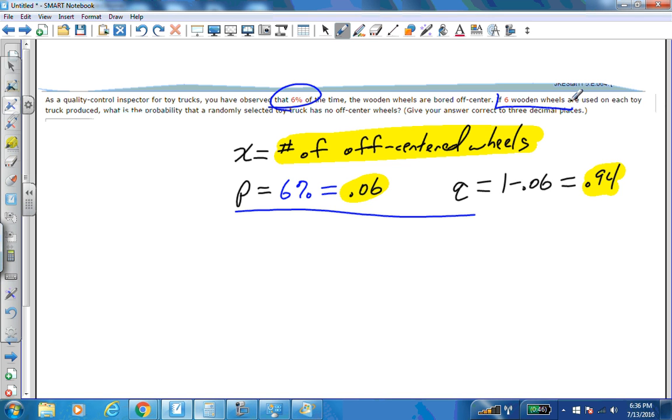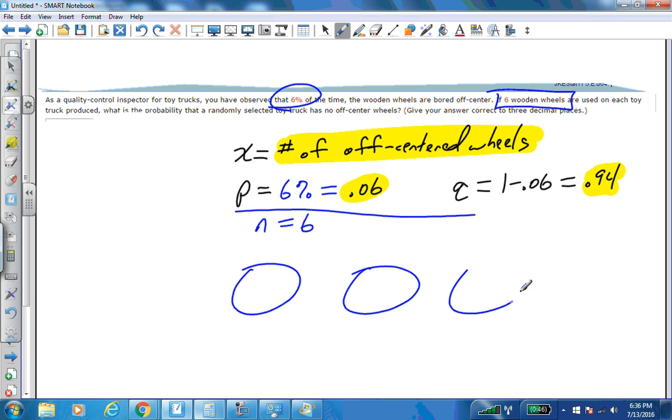If a single toy has 6 wheels, if we look at each wheel, then we're doing 6 trials. We look at a wheel, we see, is it centered or not centered? We look at another wheel, is it centered? Is the hole centered or not? Another wheel, is it centered or not? We do that 6 times, one for each wheel, because there are 6 wheels.